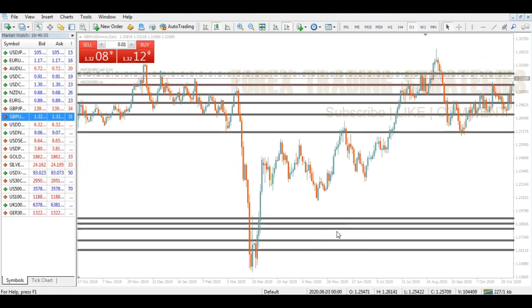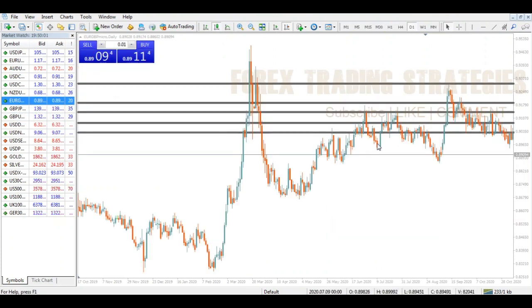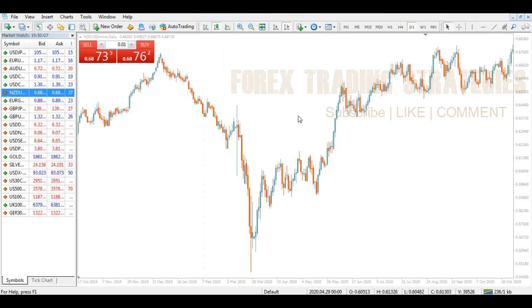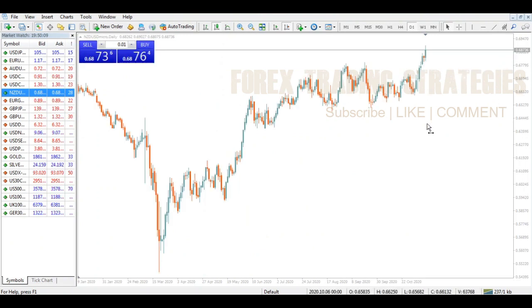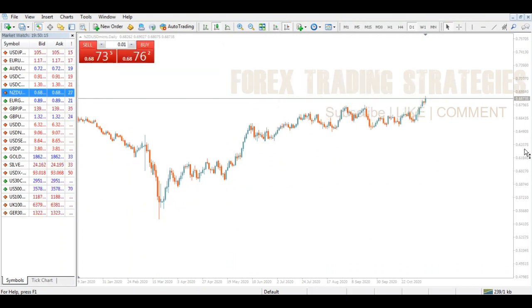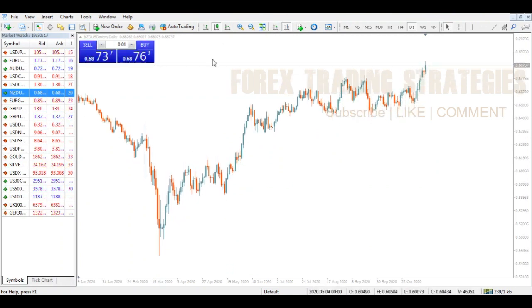So, first things first, this strategy relies on a simple concept. It's a very simple concept. Let me find a random pair. Not that one. Let's try NZD USD. It's clean. And you can see I haven't analyzed anything. So we are starting together.